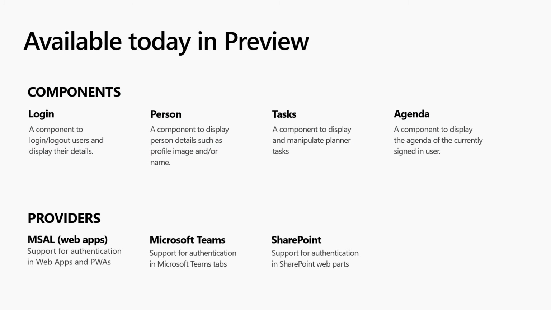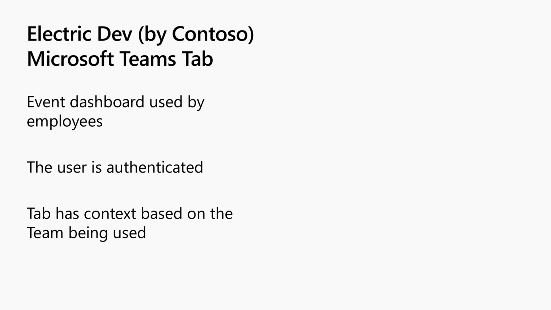We're in preview today, and you can take advantage of a set of four components: the login, person, tasks, and agenda. And then we have providers for MSAL, Microsoft Teams, and SharePoint. We also recently added a component for people, and we're adding providers for Office add-ins, and we're looking for feedback on what other components you'd like us to add.